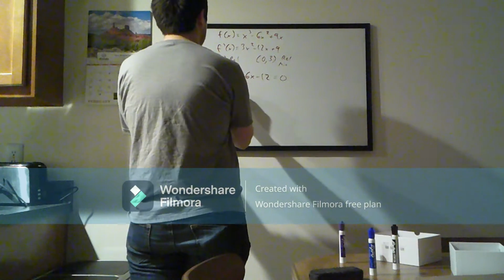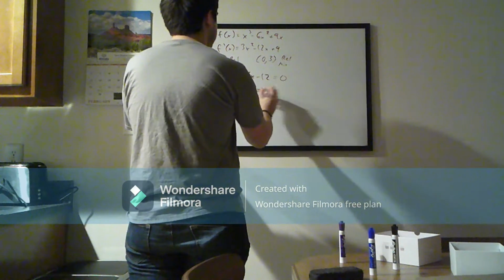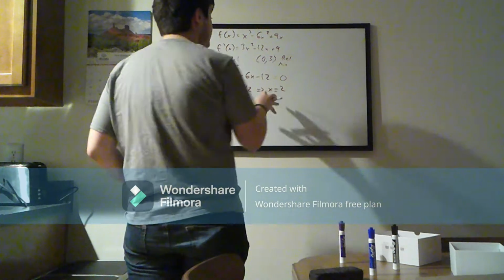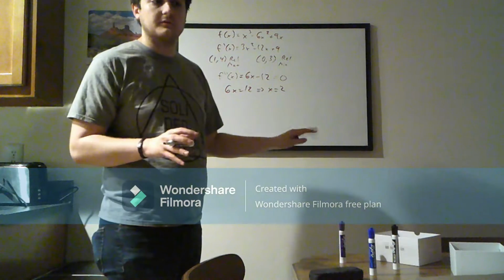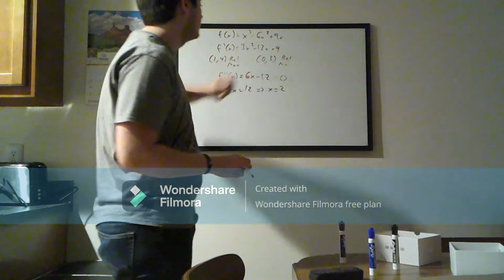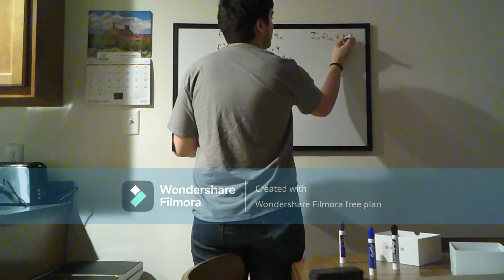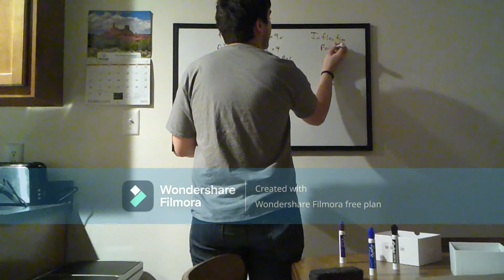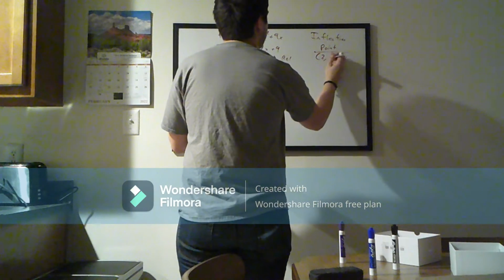So when we set it equal to 0, I'm going to get that 6x equals 12, which means that x equals 2. So x equals 2 will give us the inflection value. And to get the inflection point, I'm going to plug that into my function. So I'll write the inflection point up here. I need to find 2 and f of 2.